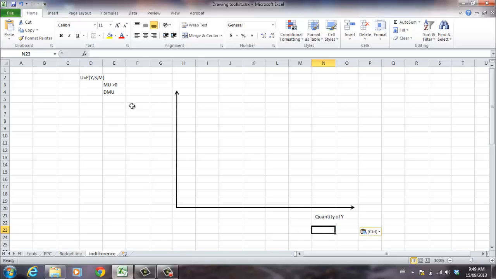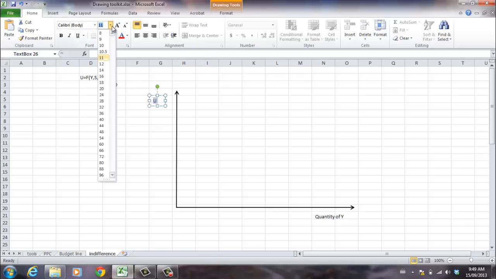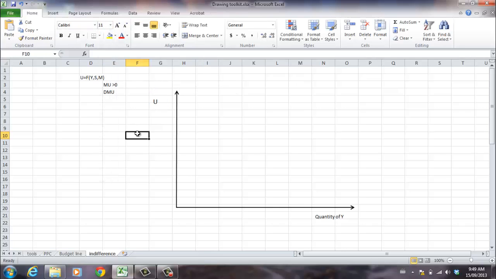Now, the other thing I can do, instead of going back, I don't have to go back and get a new thing. What I'm going to do is, instead of just quantity of Y, I'm going to stick in a U. There. Make it a bit bigger maybe, drag it closer over, and to make that bigger, go up and, if you like, whatever. There you go. So I've got the concept now.